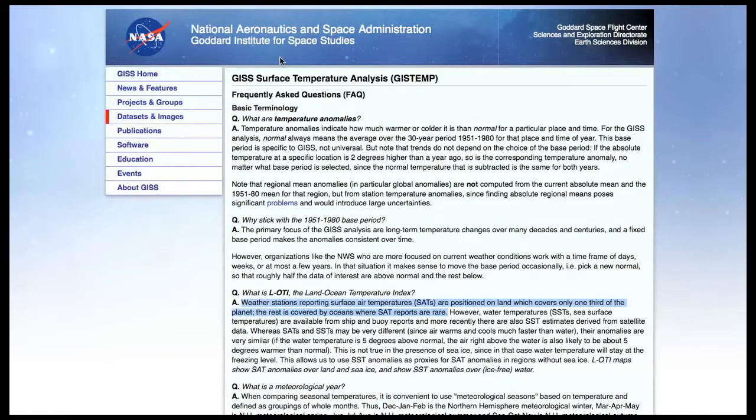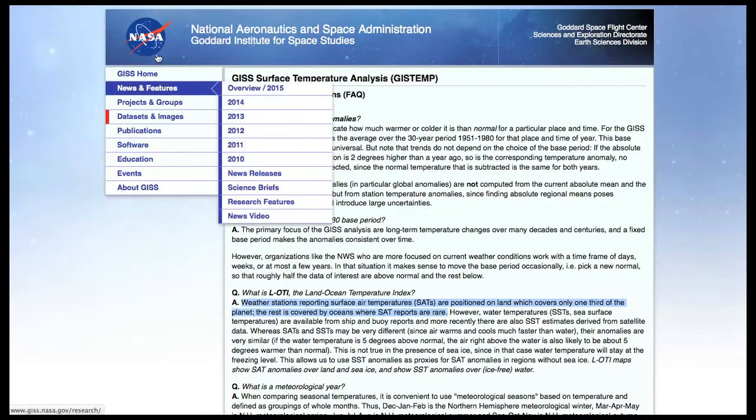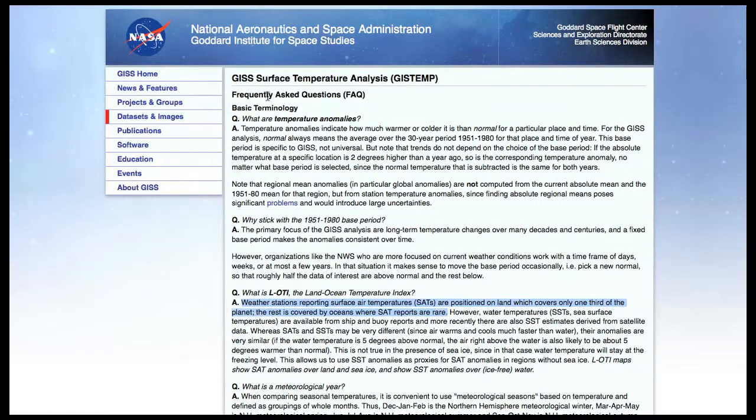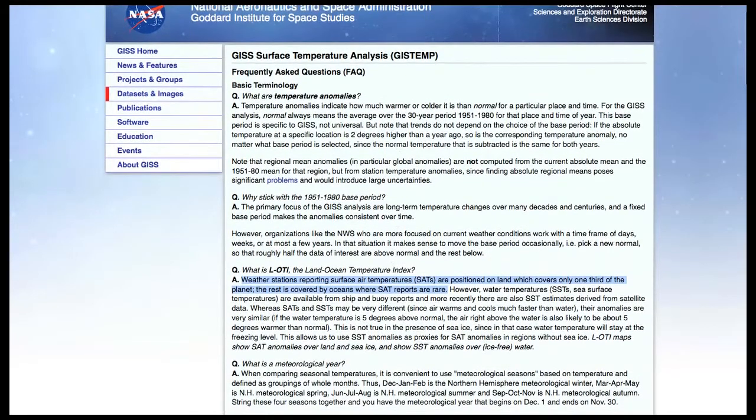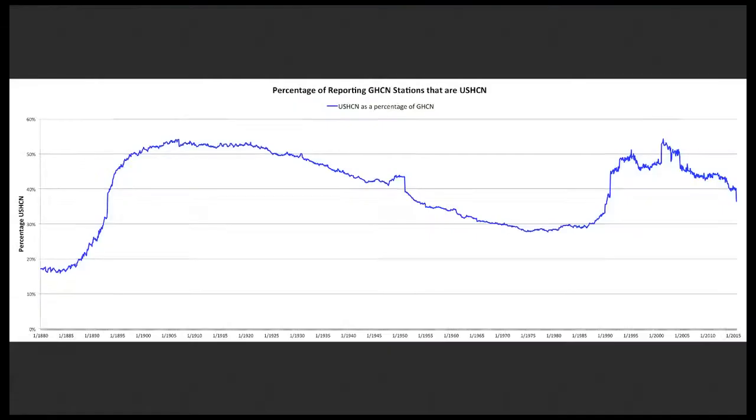Now, again, just to back up, why is this? Why is the surface air temperature record less reliable than satellites? It goes back to that weather station gap that we looked at earlier, and again from the Goddard Institute for Space Studies, in their FAQ on the GISS surface temperature analysis, they have this question: what is LOTI, the Land Ocean Temperature Index? And it says, weather stations reporting surface air temperatures are positioned on land, which covers only 1/3 of the planet. The rest is covered by oceans, where SAT reports are rare. So not only do you only have about 30 to 40% of the land covered with weather stations, only 30% of the planet itself is covered in land. So again, it's a fraction of a fraction that is making up the temperature record that they're using.